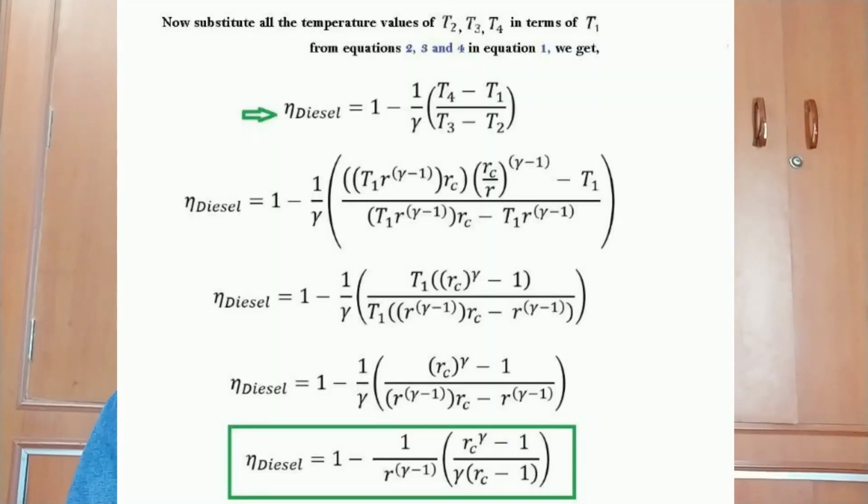Finally we get the diesel cycle air standard efficiency eta is equal to 1 minus 1 by r^(γ-1) into (rc^γ minus 1) divided by γ into (rc minus 1). It is the equation for the air standard efficiency of the diesel cycle.